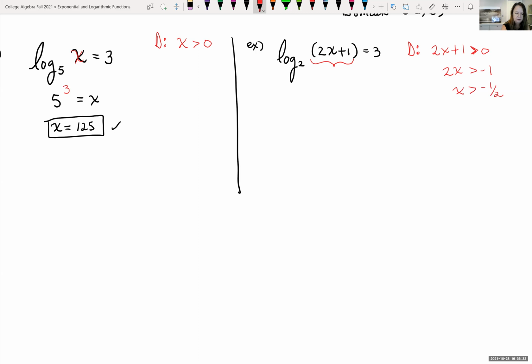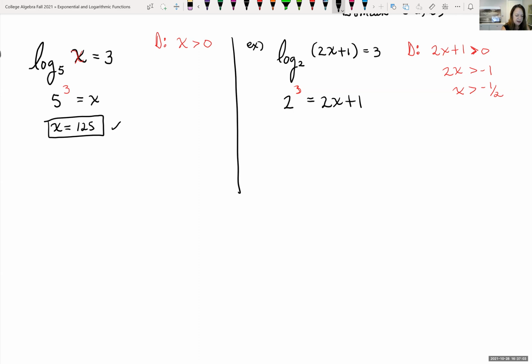To solve this though, let's rewrite this in exponential form. The base of our log is the base of our exponent, 2, raised to the exponent 3, equals 2x + 1. This is a linear equation and we know how to solve that.